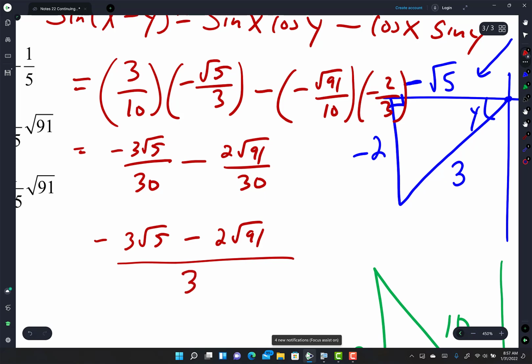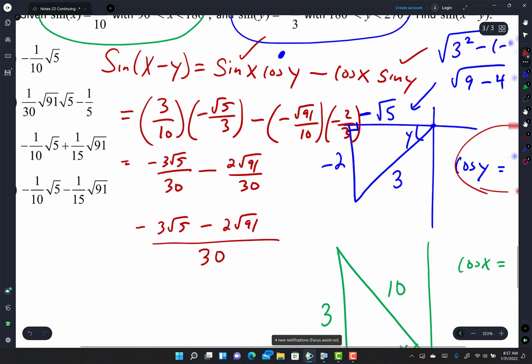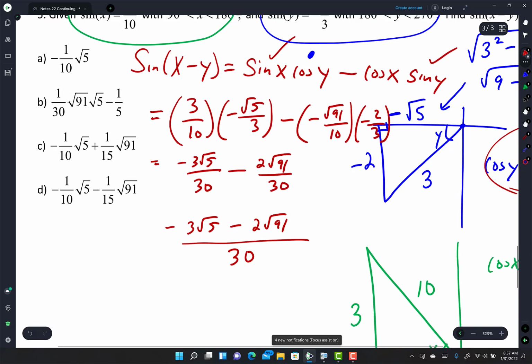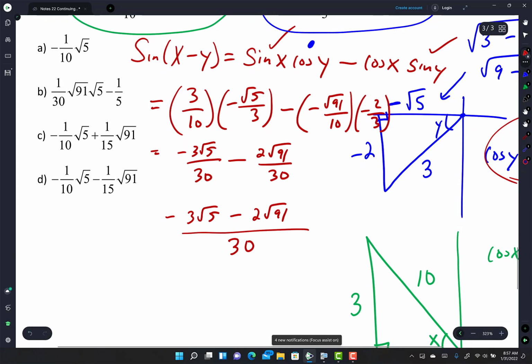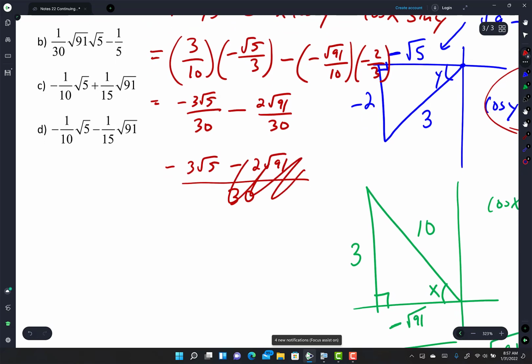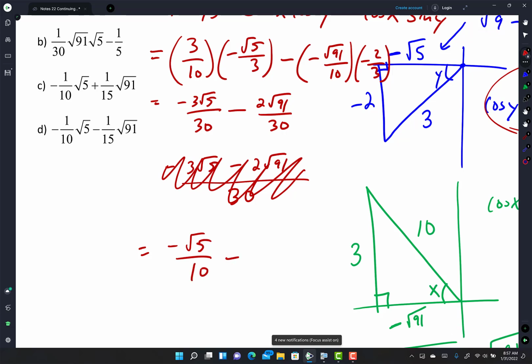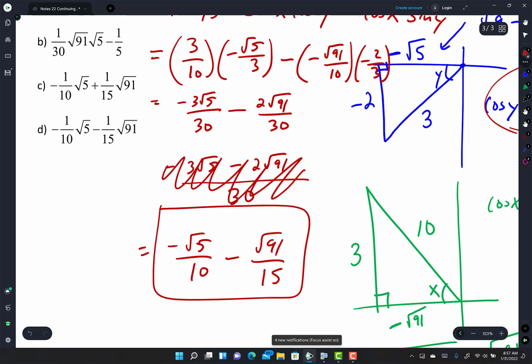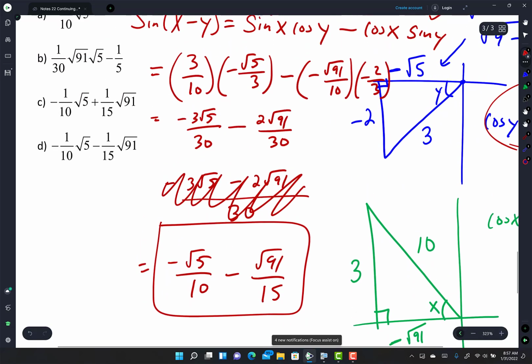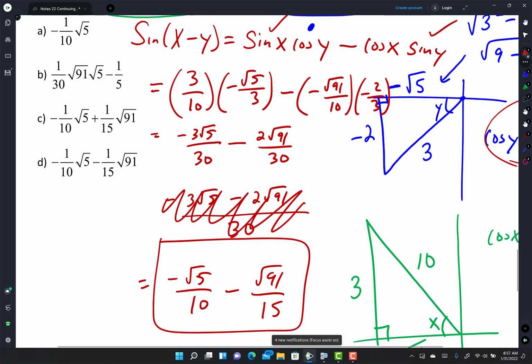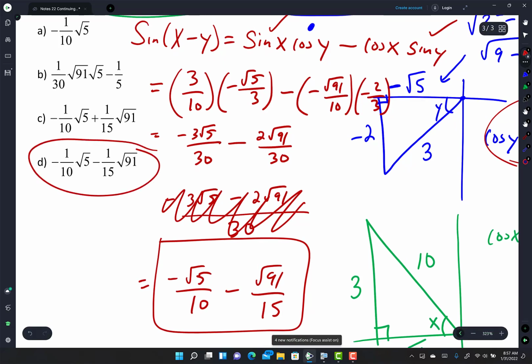It's possible that they might factor out a negative 1 if they put a parenthesis around the whole thing. Oh, they didn't even bother doing it over the same denominator. They reduced it. Okay, no big deal. They reduced it. We got the right answer. How many times does 3 go into 30? 10. So negative square root of 5 over 10 minus how many times does 2 go into 30? 15. Square root of 91 over 15. Look for that answer. Which one is it? B, D, right? Square root of 5. There it is. How do we feel?